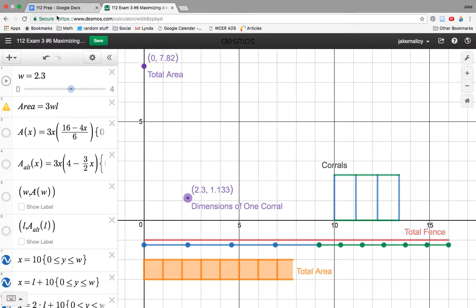Alright, so we're going to answer question 6 now. It says, a rancher has 16 yards of fencing to enclose 3 adjacent rectangular corrals of equal area. Fencing is also used to separate the corrals. What are the dimensions for one of the individual corrals that will produce the largest total area, and what is the maximum area for the 3 corrals combined?